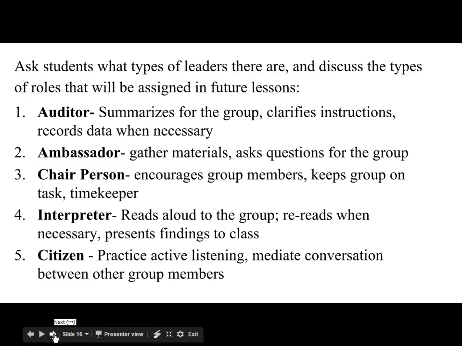Encouraging. Read aloud when necessary. I agree. Yeah, Connor is definitely. So, ambassador, chairperson, interpreter, citizen. Boom. I got my idea. I'll be the operator. Can I do the person in the chair? I'll be the operator. Josh, what would you say you are?